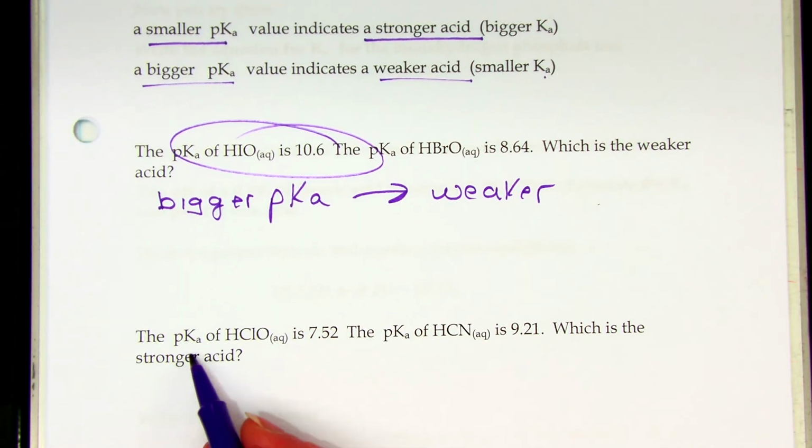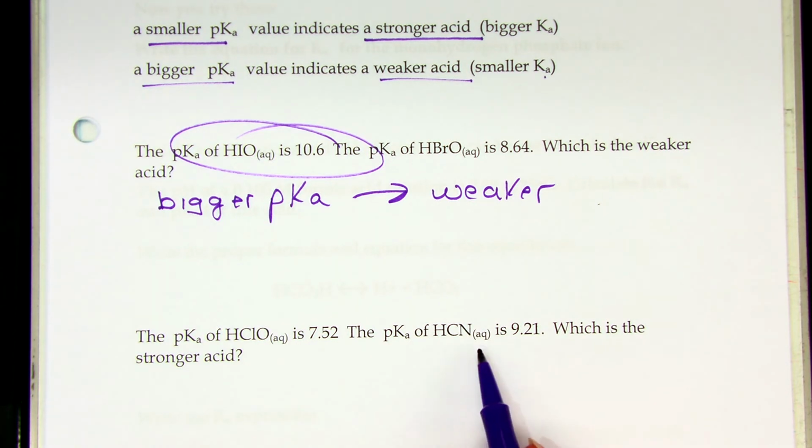Okay. Let's look at this one. You tell me. The pKa of hypochlorous acid is 7.52. Hydrocyanic acid is 9.21. Which is the stronger acid?